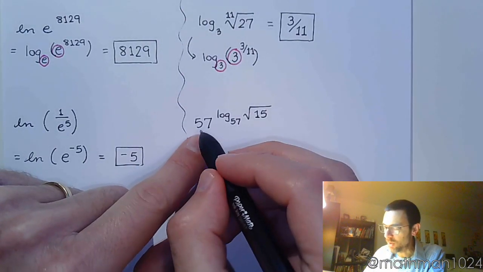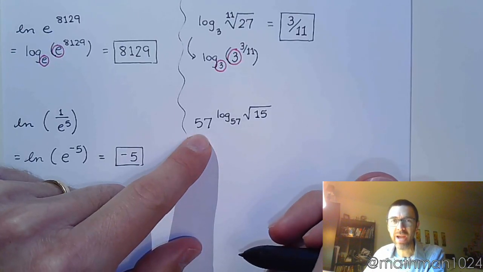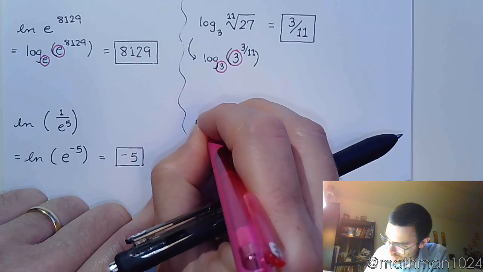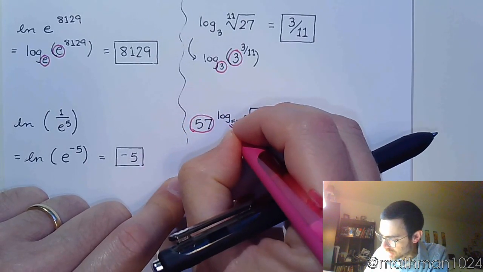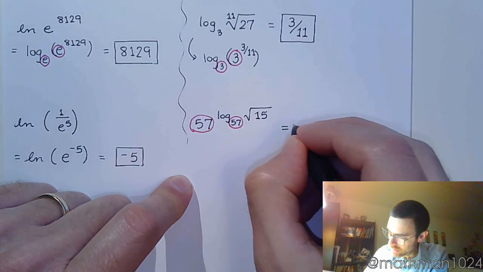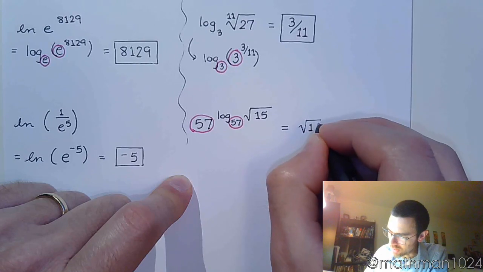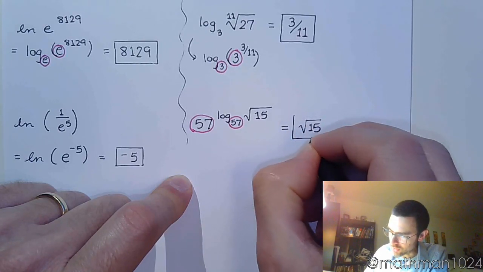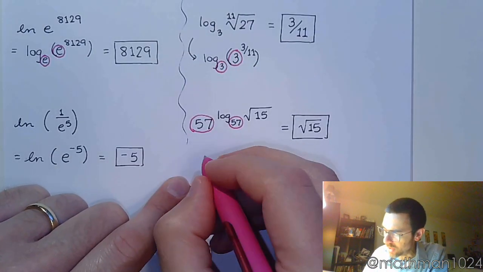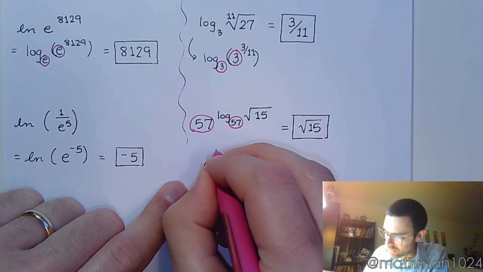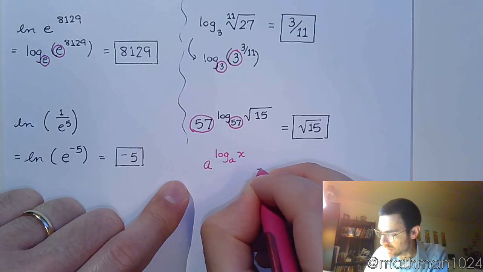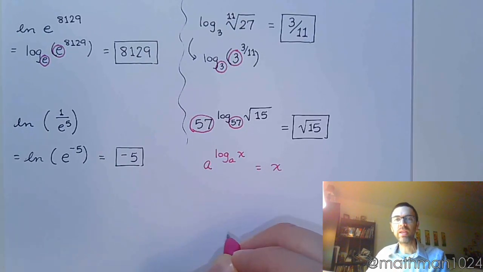And finally here, we have 57 raised to a power that's a logarithm. Fortunately for us, the base of this exponential expression is the same as the base of the logarithm. And when those guys are the same, you just get the expression inside the logarithm. So the answer here is the square root of 15. And again, this goes back to that theorem on inverses that says if you have a raised to log base a of x, you just get x.